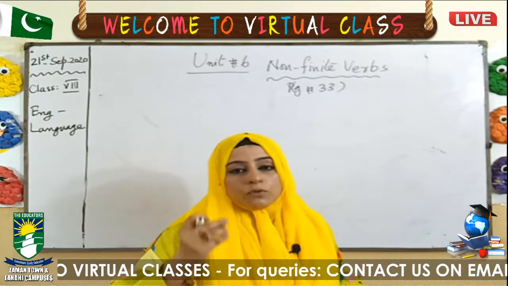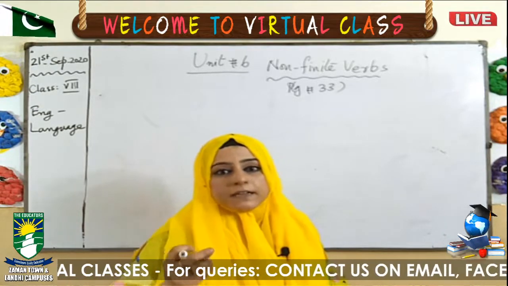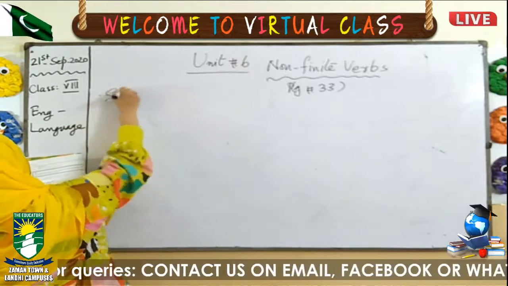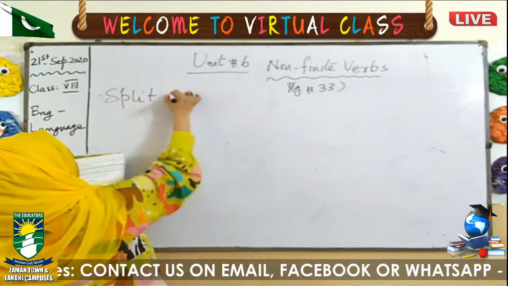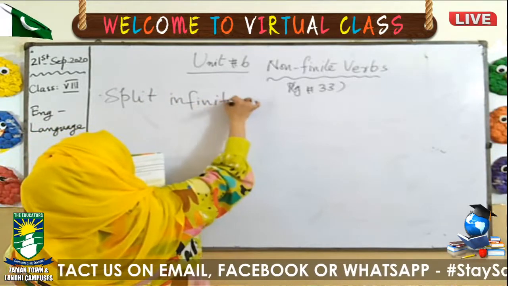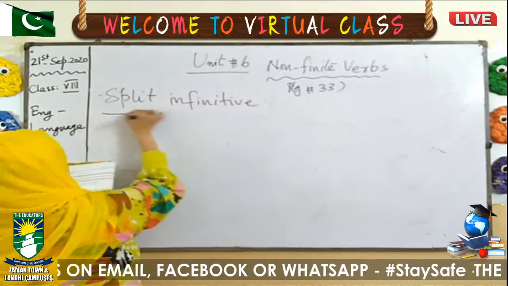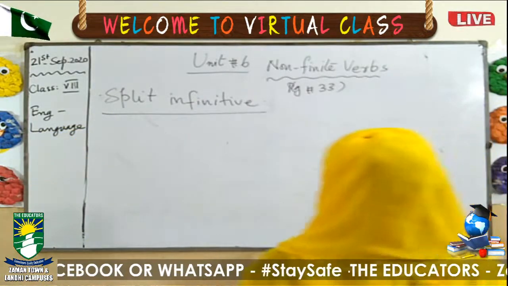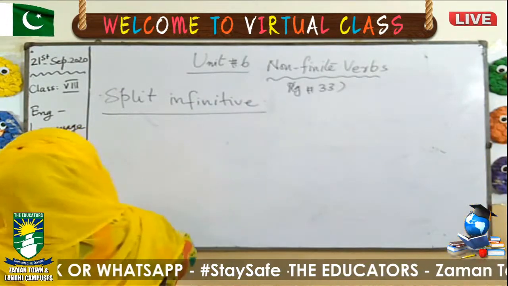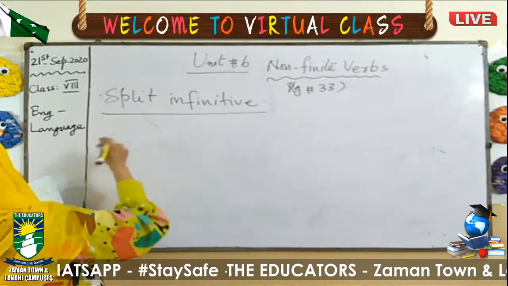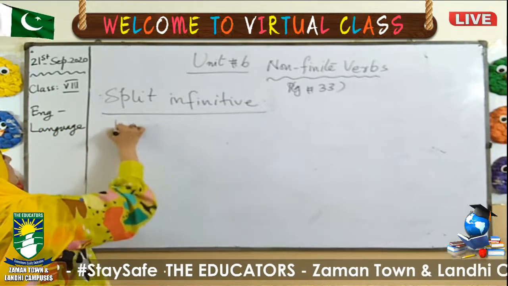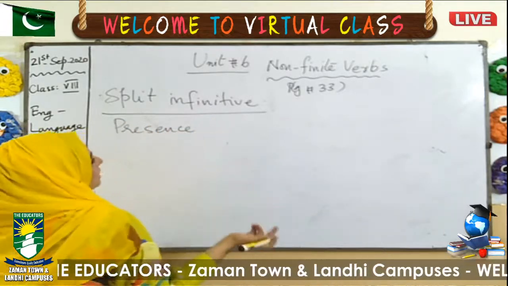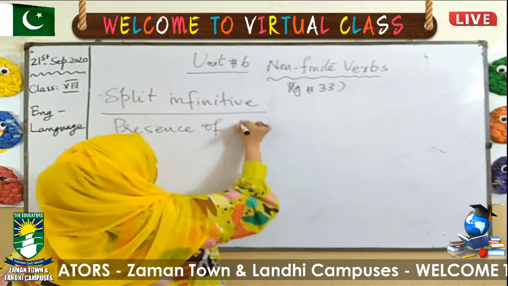Now come up to the third kind. This one is split infinitive, okay, and it's on your book page number 34. Split infinitive, page number 34, okay. Now, what's this? The identification is, you can say, the presence of an adverb.